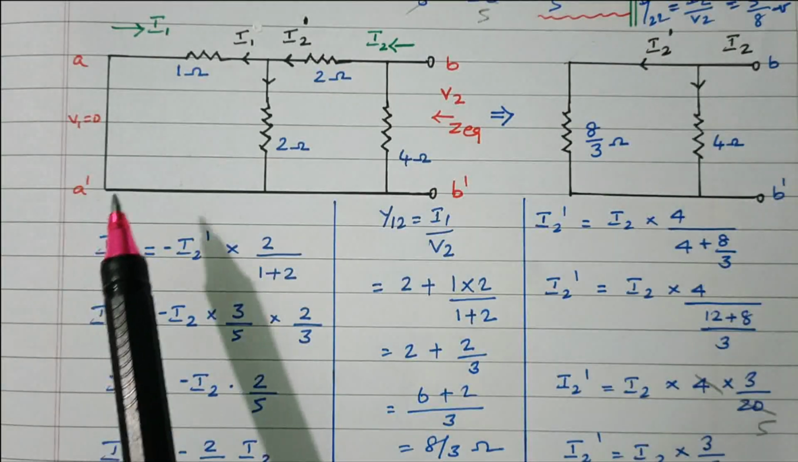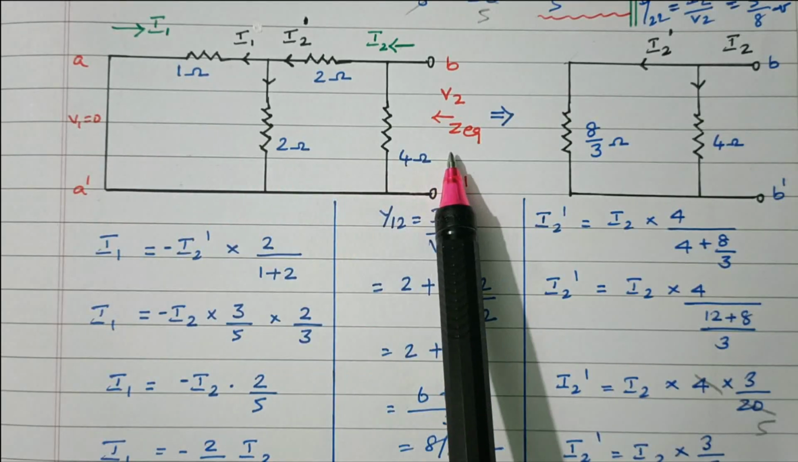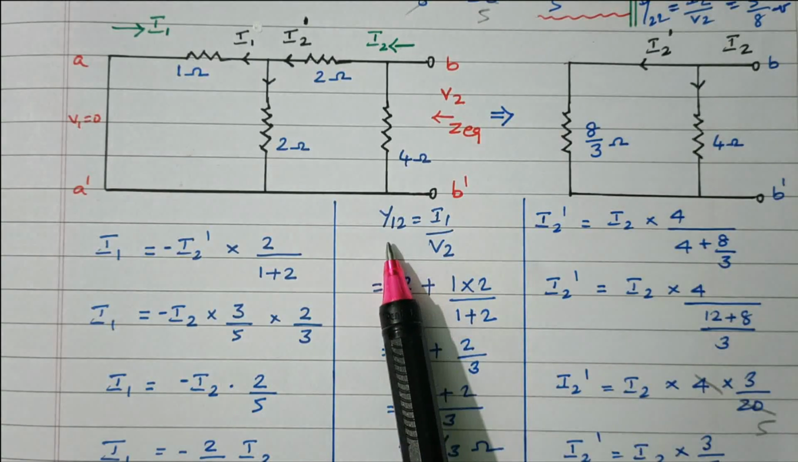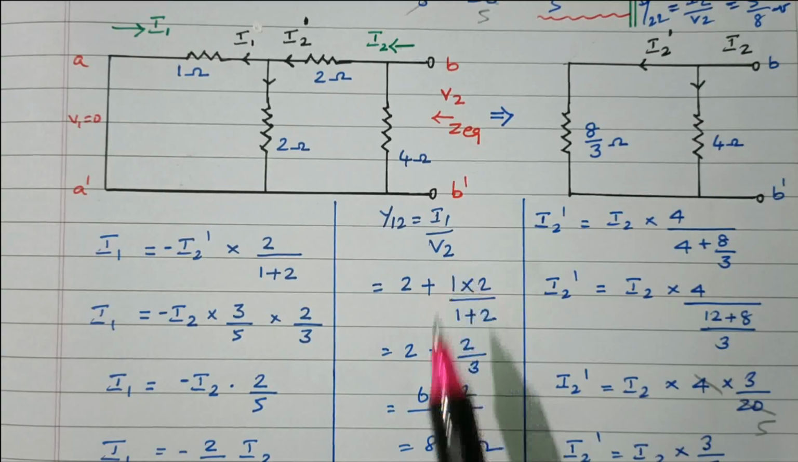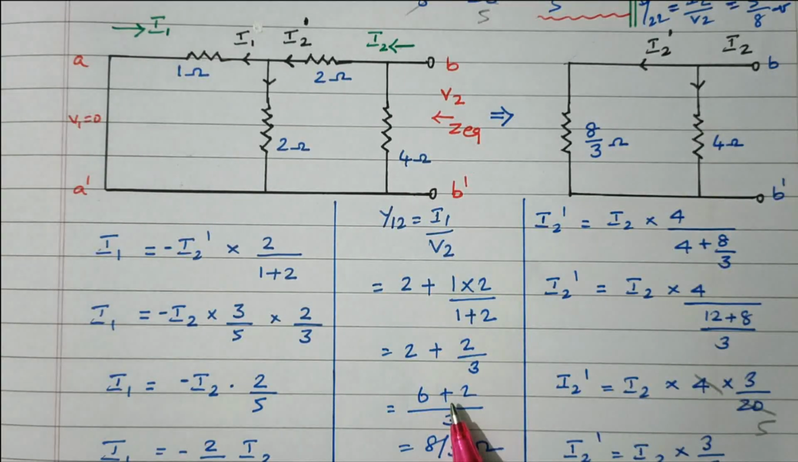So the network is drawn again. The input port is short circuited. This is the output port. The resistors are available. What we need to find is Y12. Y12 is equal to I1 by V2. This one we need to calculate, I1 by V2.